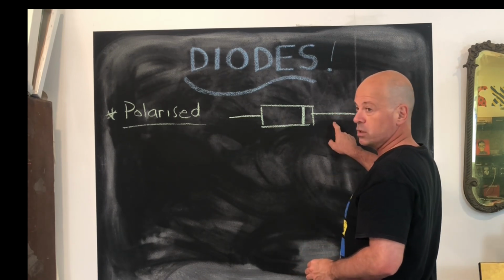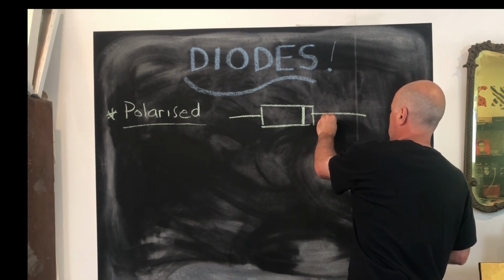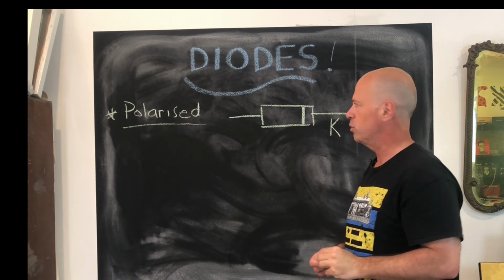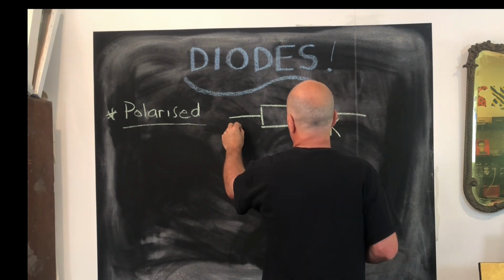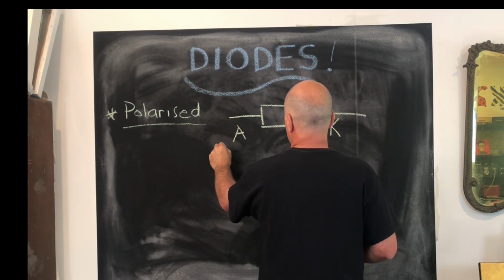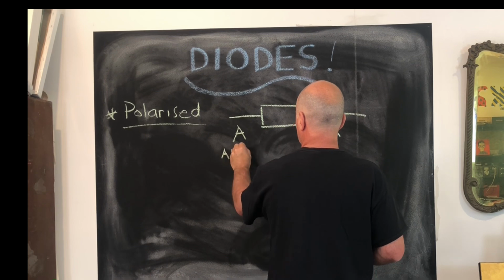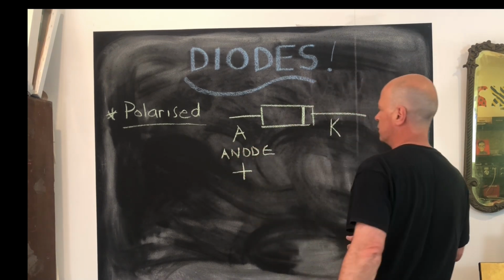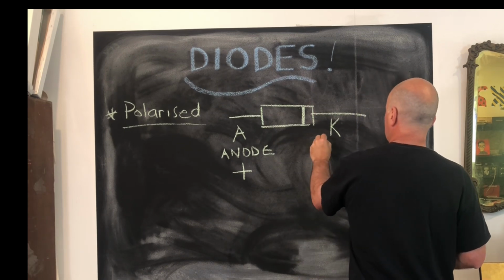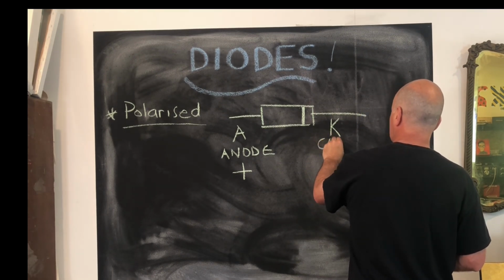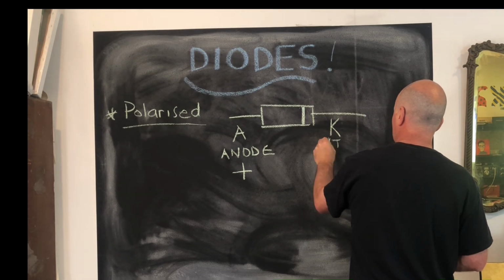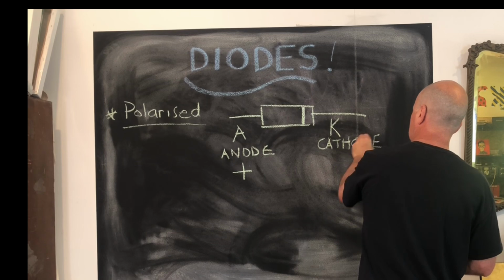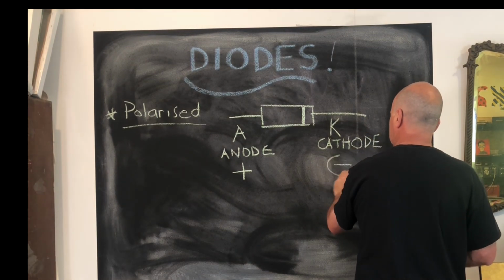Now, the end with the stripe is termed the cathode, and it's designated with a K normally, and the other end is the anode. So we go anode, and that is the positive end, and we go cathode, and it's actually spelt with a C just to make things a little bit more confusing, and that is the negative end.